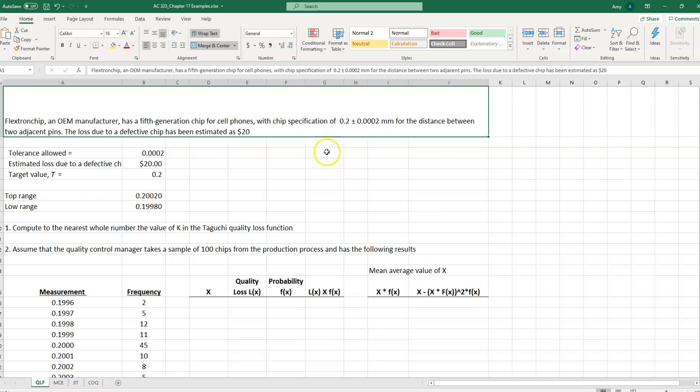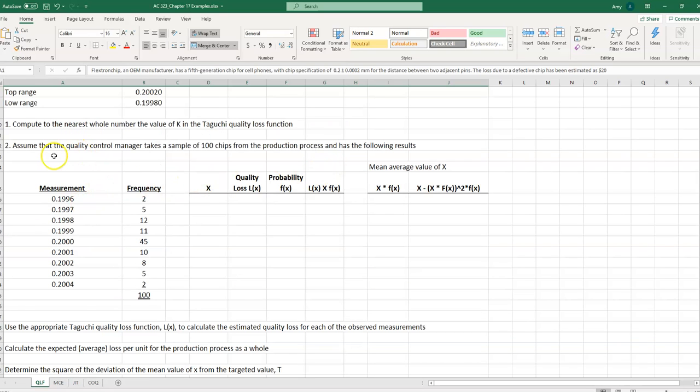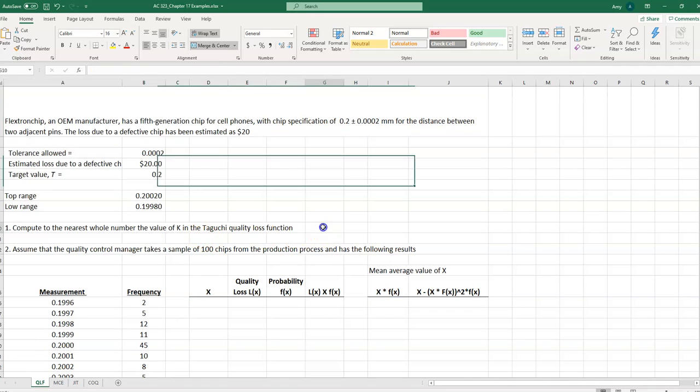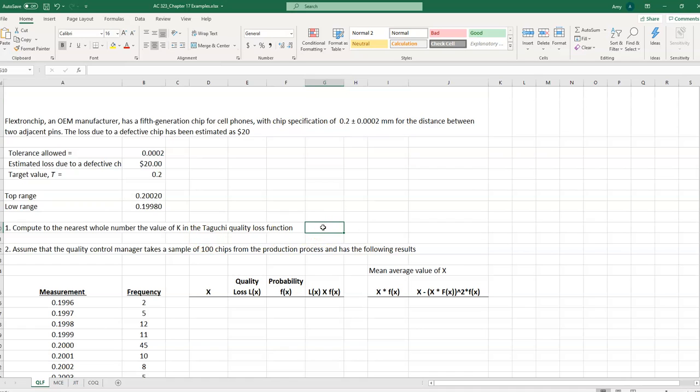In this chart, the quality control manager has taken a sample of 100 chips from the production process and has the following results. He has the measurement of the distance between the two pins and the frequency within the 100 of times at which that occurs. We're going to look at the Taguchi quality loss function from the chapter. First, we're going to compute, to the nearest whole number, the value of k in that loss function.